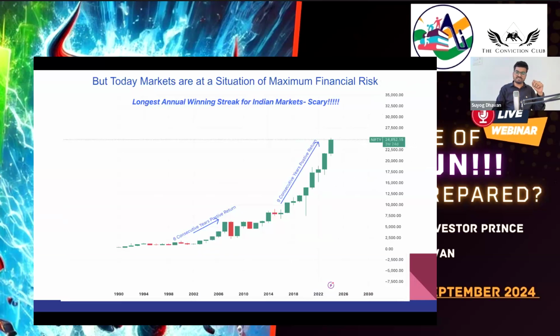One more pointer which gives us a sense of maximum financial risk is past history. If you look at the past history, just before the 2008 fall, we saw 6 years of consecutive positive returns. This rally we are seeing currently did not just start with COVID. It started way back before Modi came into power. So we have seen 9 years of consecutive positive returns on a calendar year basis. Even in COVID, on a calendar year basis, we ended positive. We have not seen a single bad year in the last 9 years.